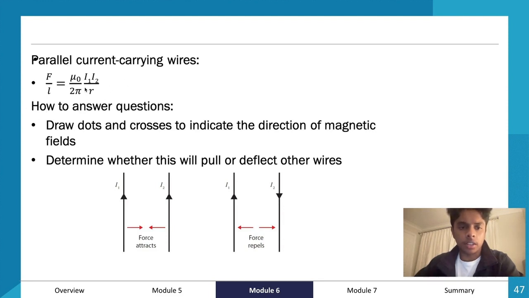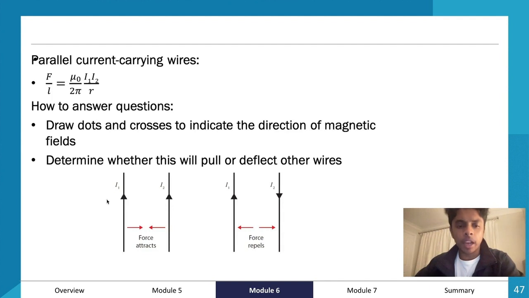How to answer questions now. What I would recommend is you draw dots and crosses to indicate the direction of magnetic fields if it seems confusing. If it doesn't, then you don't need to. But if these types of questions do seem confusing, then I would highly recommend drawing the dots and crosses to indicate the direction of magnetic fields induced on one another, right? So the magnetic field that I2 will induce on I1 and the magnetic field that I1 will induce on I2. And this will really help with determining whether this will pull or deflect other wires.